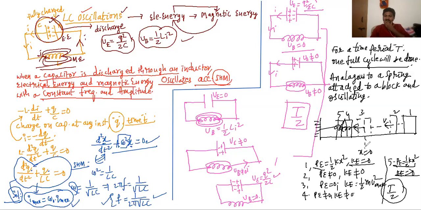For a full cycle, what happens? For a full cycle, again you get the same answer as the initial. Okay, clear. So this is the concept of how the energy is converted.